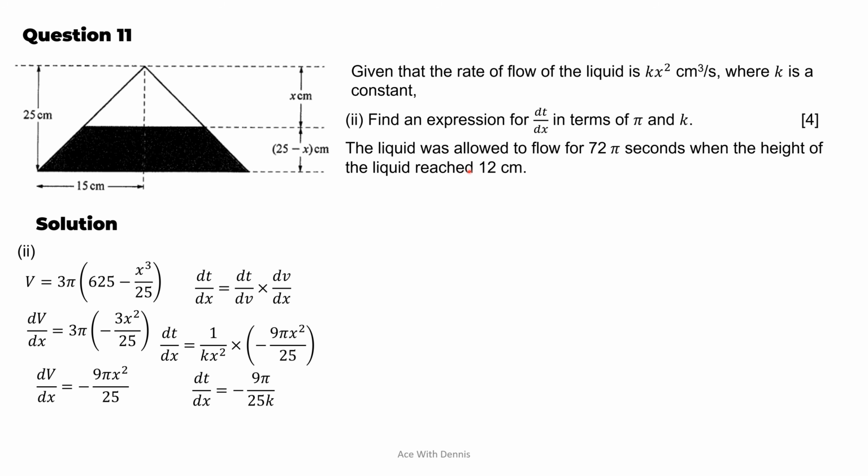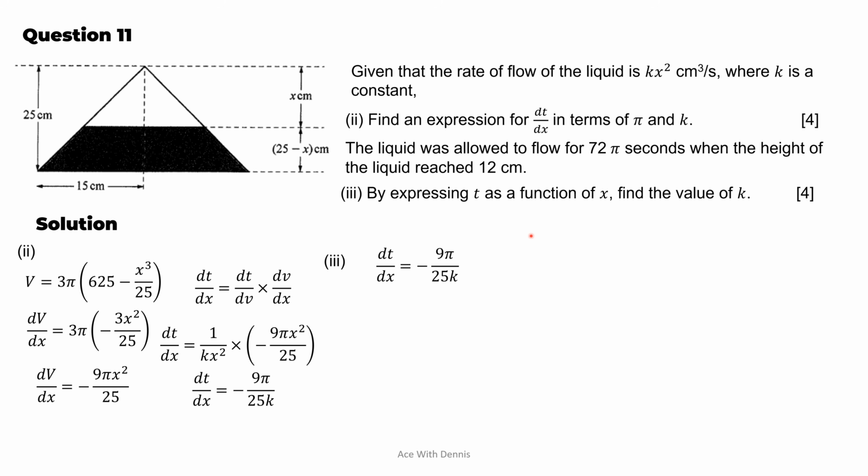Next, the liquid was allowed to flow for 72 pi seconds when the height of the liquid reached 12 cm. Part 3. By expressing t as a function of x, find the value of k. 4 marks.